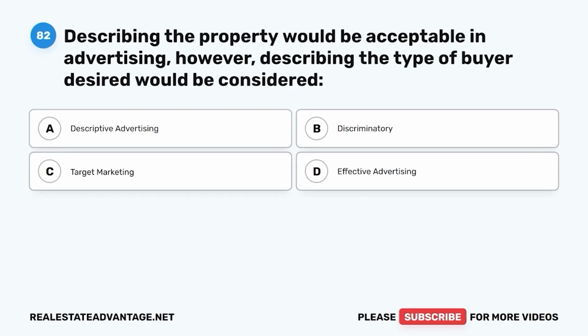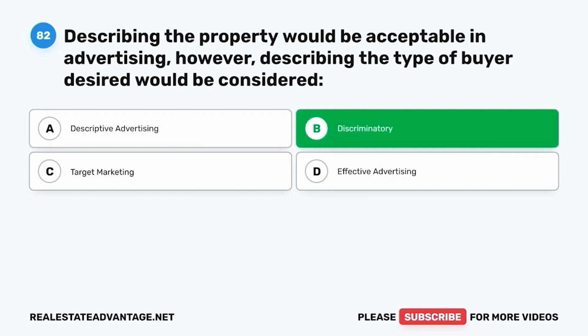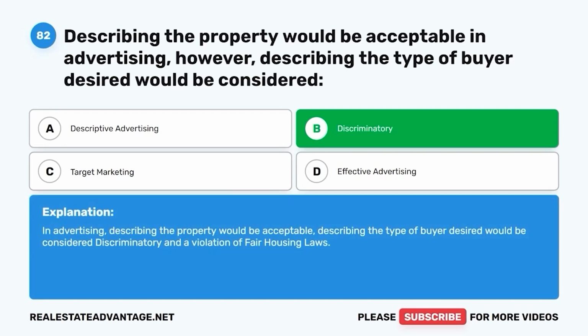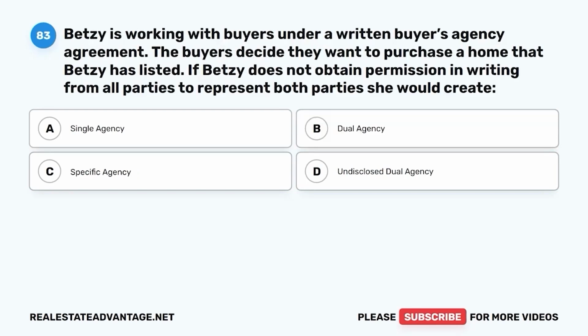Question 82. Describing the property would be acceptable in advertising. However, describing the type of buyer desired would be considered A, descriptive advertising, B, discriminatory, C, target marketing, D, effective advertising. The correct answer is B, discriminatory. In advertising, describing the property would be acceptable. Describing the type of buyer desired would be considered discriminatory and a violation of fair housing laws.